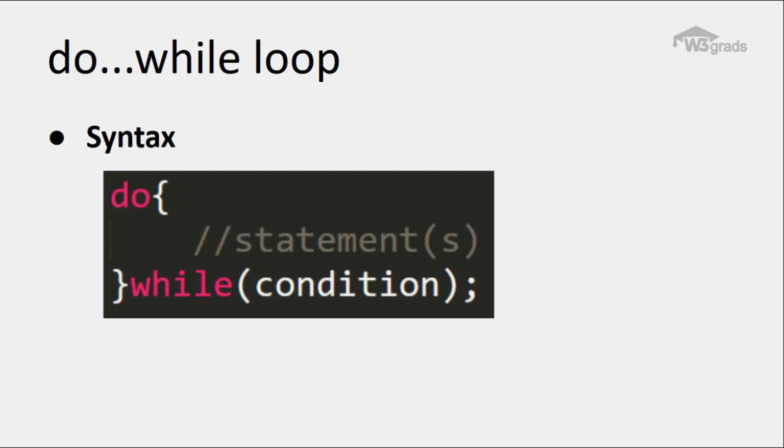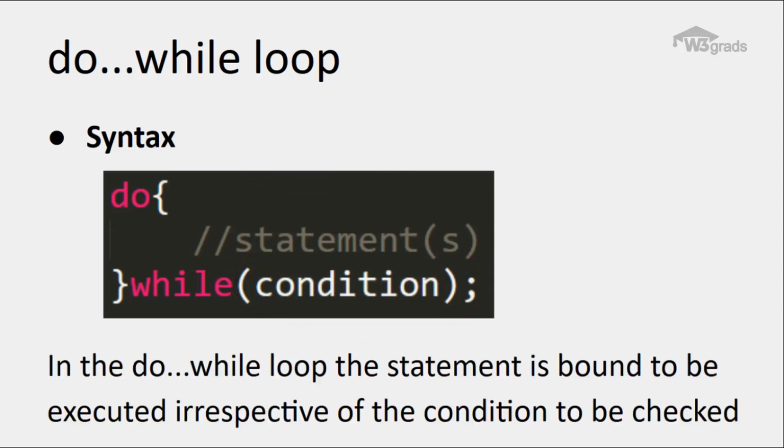Here is the syntax of the do-while loop. Here, the statement or a group of statements are executed first, and then, the condition is checked. In the do-while loop, the statement is bound to be executed, irrespective of the condition to be checked. Let's understand this with the help of an example.